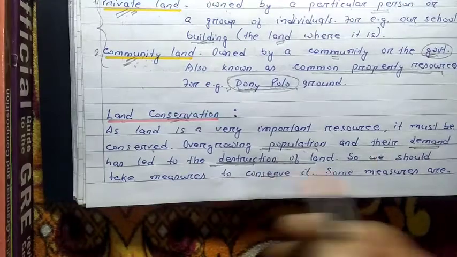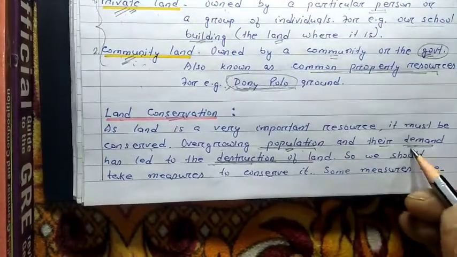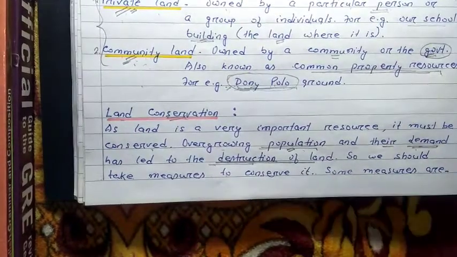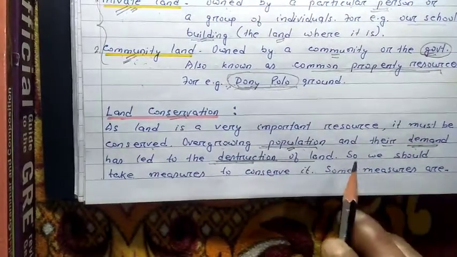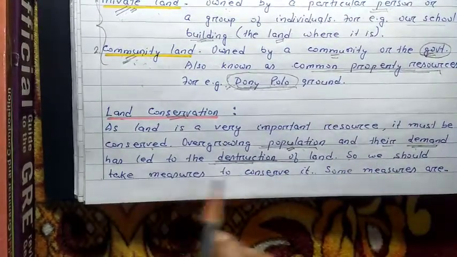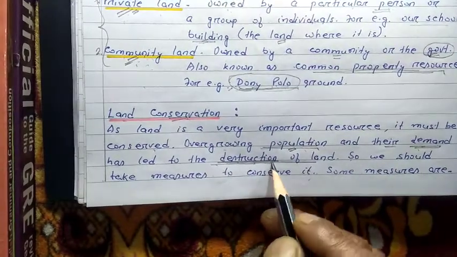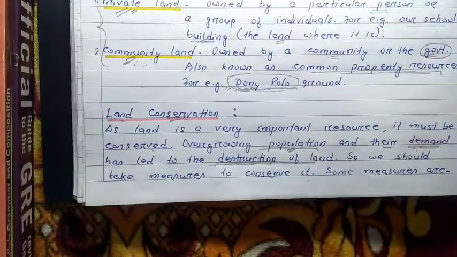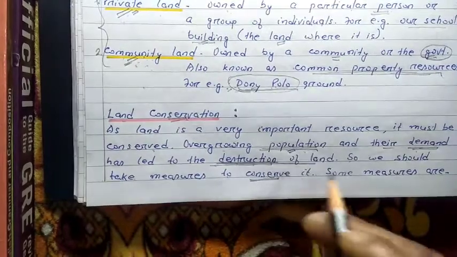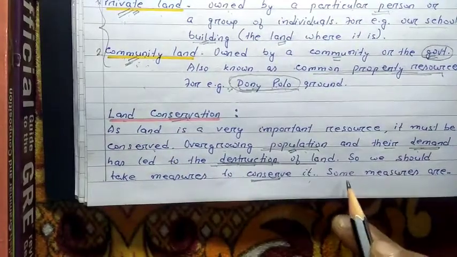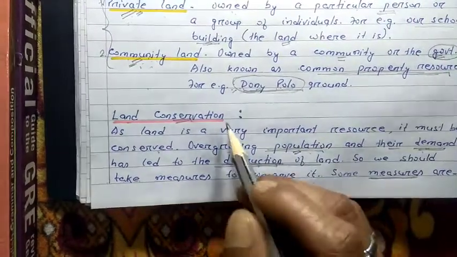How do we destroy the land? If the population increases, we need more land for making our houses, and for making more houses we need to cut down the trees, and when we go on cutting down the trees, that is the destruction of land. So we should take measures to conserve it. If we continue to destroy the land, one day will come when there will be little land, and that will be a problem for us only, and that's the reason why we should try to conserve the land. I have tried to give you some techniques or measures through which we can save or conserve land.